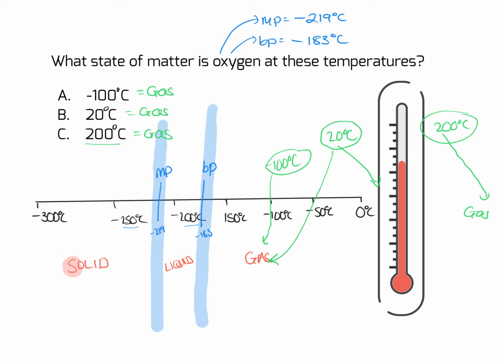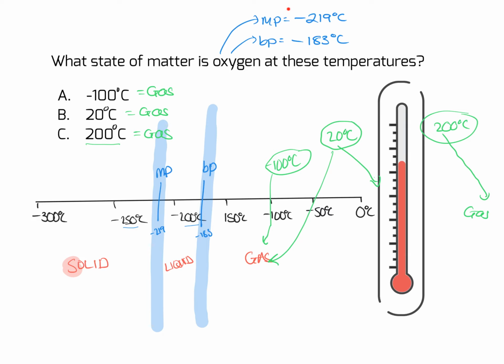So your steps are, make sure you know the melting point and boiling point. Draw yourself a number line where they fit on. Mark on your melting point and your boiling point and section off your three different parts of your number line. Anything colder than the melting point is a solid. Anything between the melting point and the boiling point is a liquid. And anything above the boiling point is a gas, so mark those on. And then go back to your question, find the temperatures you're asked about, and find out which section they fall into, and write them down. And it's as simple as that.